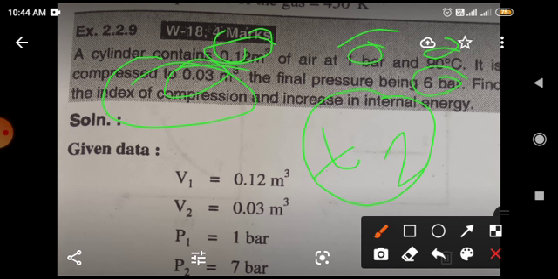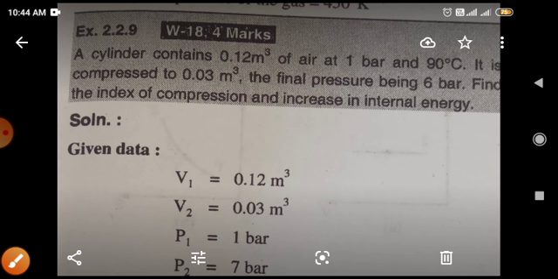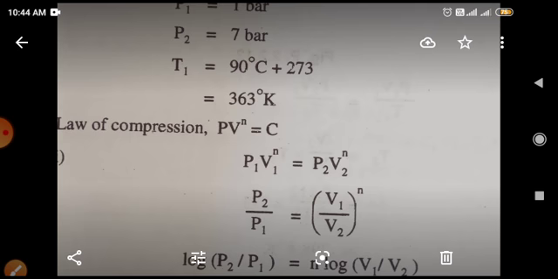The compression index they have asked to find, that means n, Cp and internal energy. N is to be calculated. In all this formula, given data we have written V1, V2, P1, P2. You can see here the final pressure being 6 bar. Why have they taken 7 here? Let's see what happens next. We have to calculate the index n.